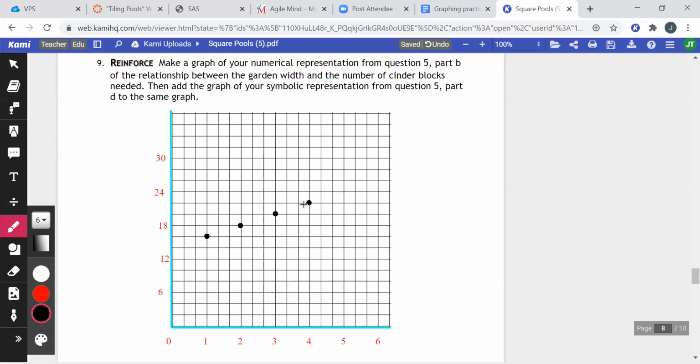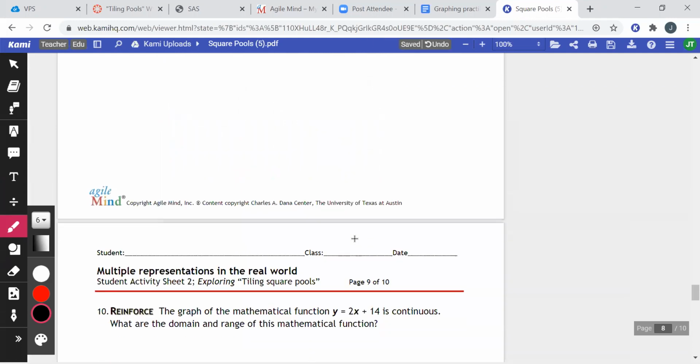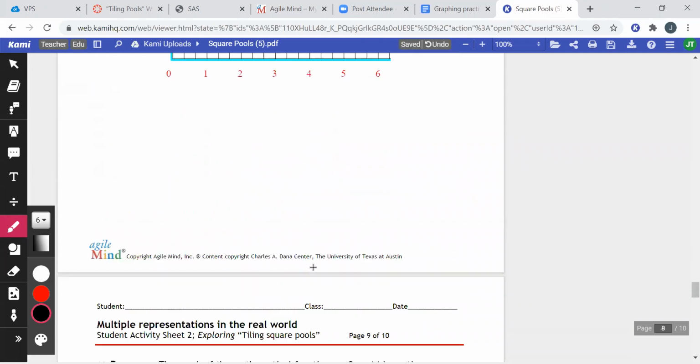So on the table that was up above, I can scroll up one more time if you want, but you get the idea. 1 went with 16. It took 16 cinder blocks to make a 1 by 6 garden. It took 18 cinder blocks to make a 2 by 6, and so on and so forth. All right. So when we get our line, it's going to look like this. If I kept going, 5 by 6 would make us 24, and 6 by 6 would require 26 cinder blocks, and so on and so forth. So there's our graph.